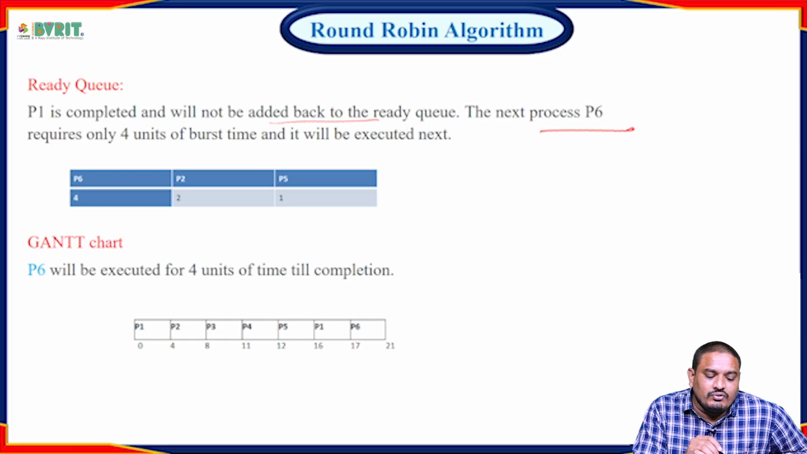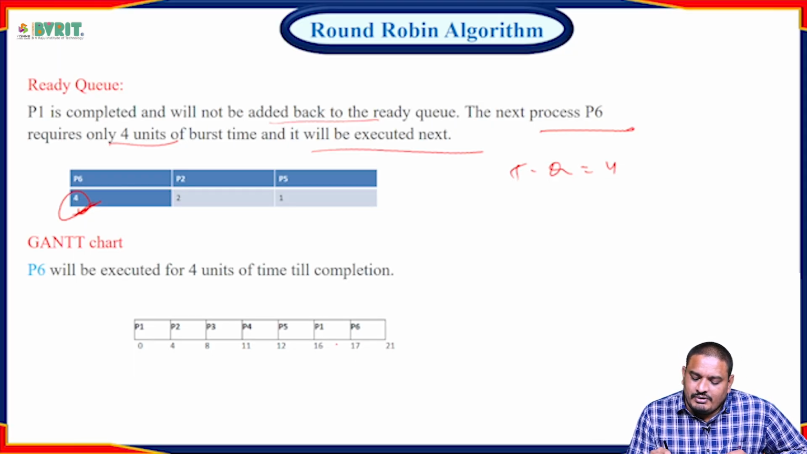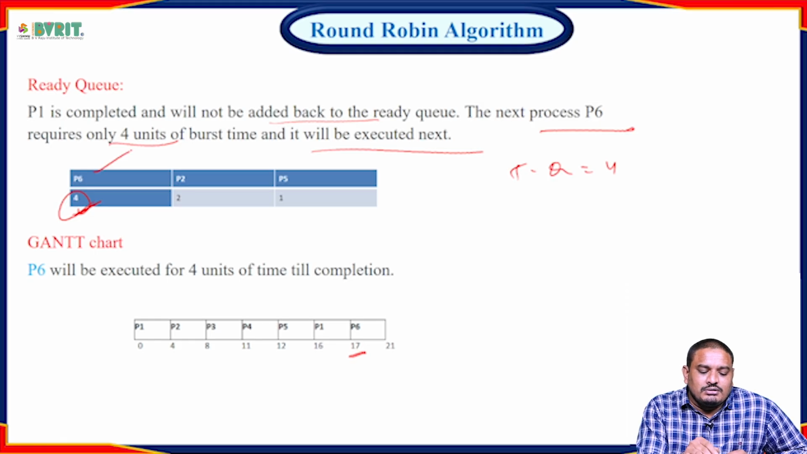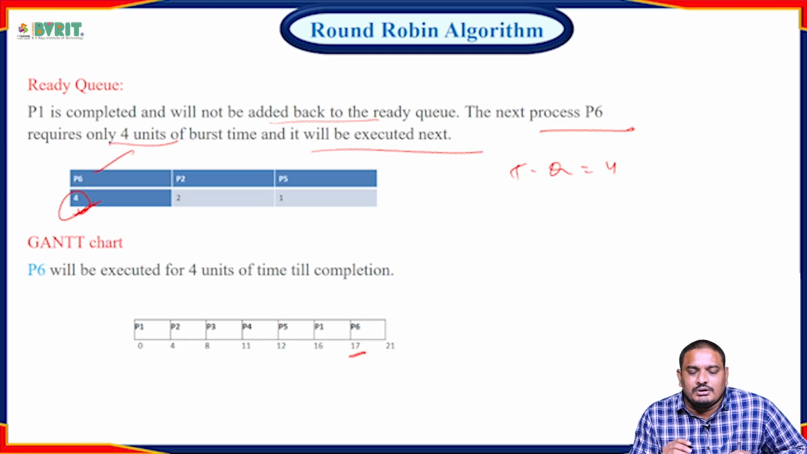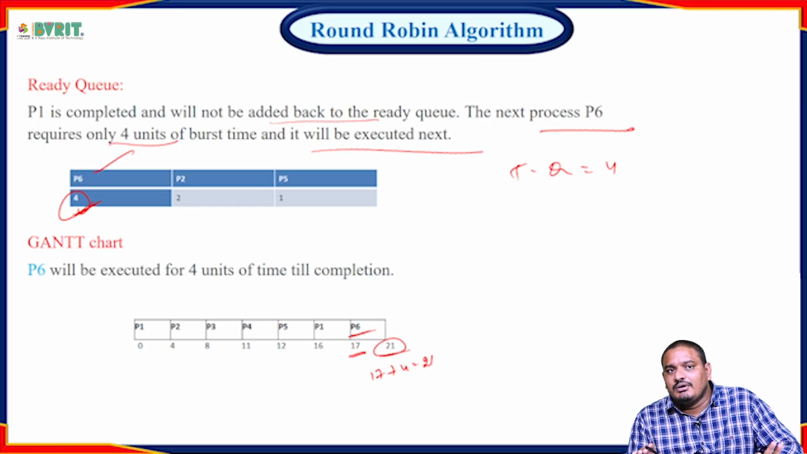The next process is P4. P4 has 4 units of burst time and will be executed next. P6 is executed next, with burst time 4 and time quantum equal to 4. No problem, the process is completed within 4 units. So 17 plus 4 is 21 units. P6 is completed at 21 units. The time quantum is 4 and the burst time is 4, so the process is completed within 4 units and is not added into the ready queue.